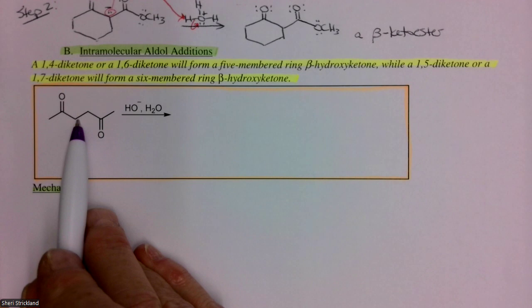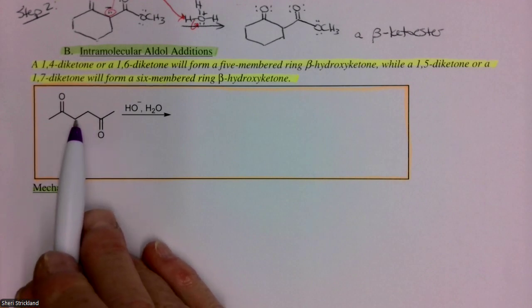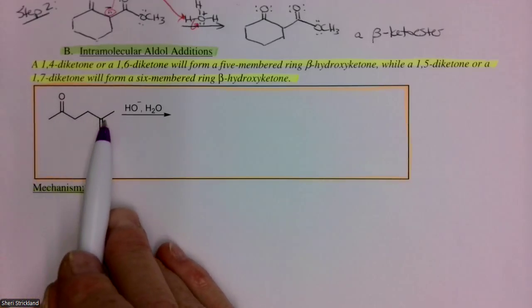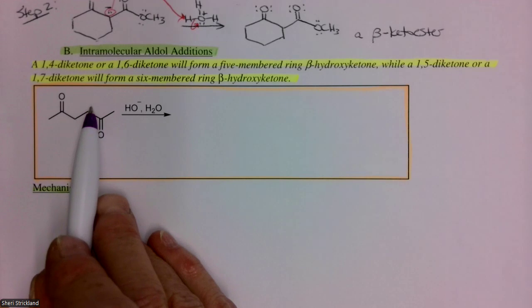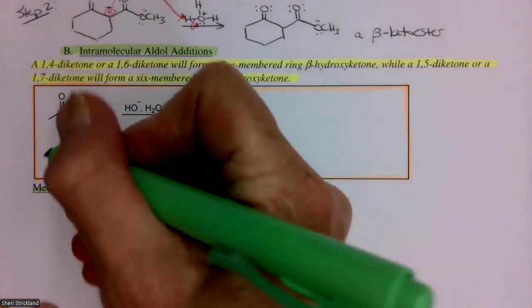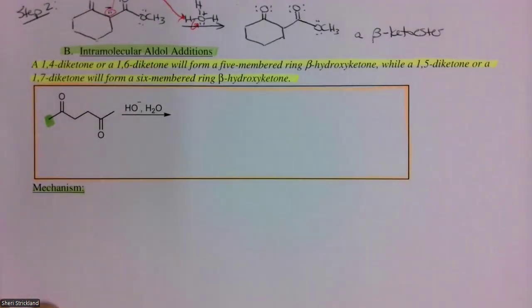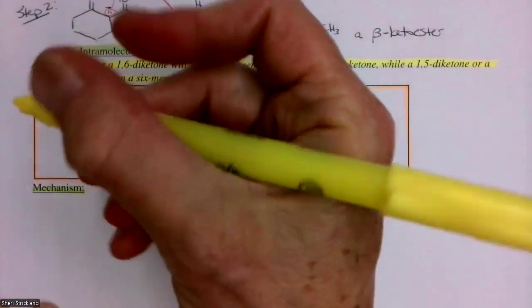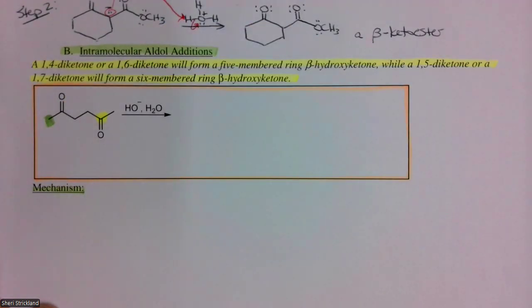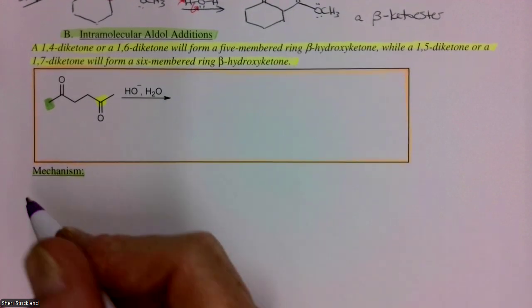So if we made the enolate ion here and then attack that carbonyl, it would just be a 3-membered ring. But if we made it here and attacked there, it would be a 1, 2, 3, 4, 5-membered ring. So that's what we're going to do. So we're going to form the enolate there and do the nucleophilic attack at that electrophilic atom. And so let's follow the mechanism, see what happens.